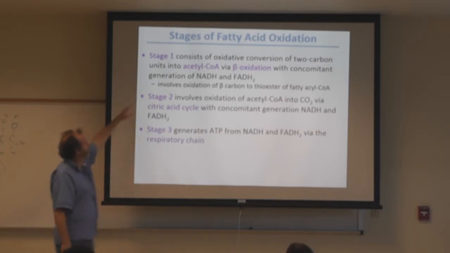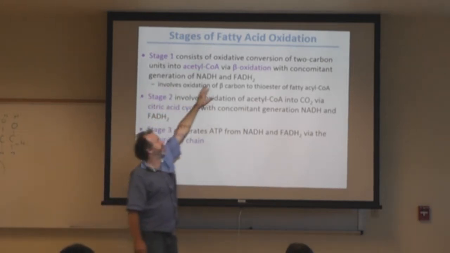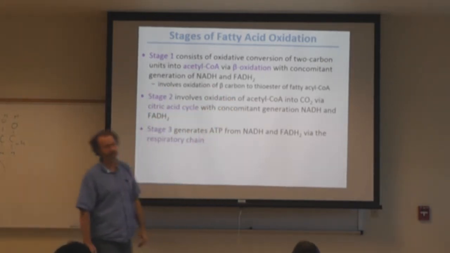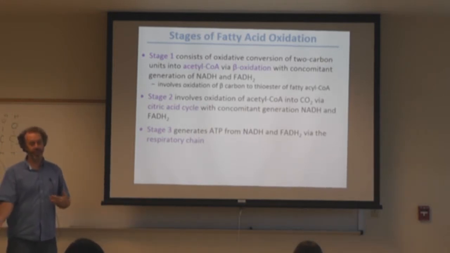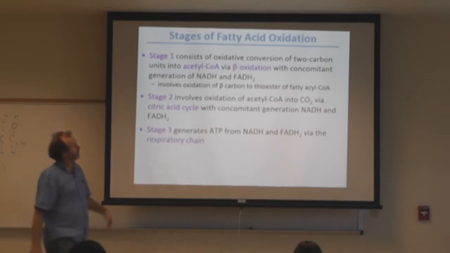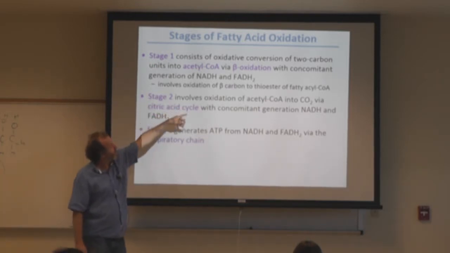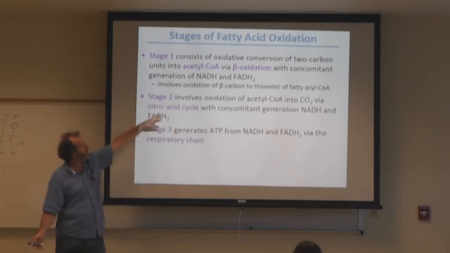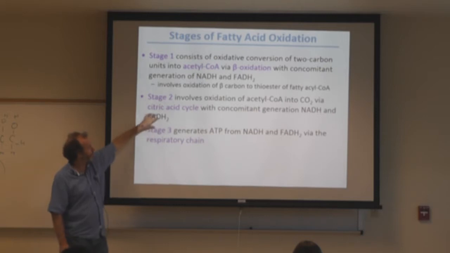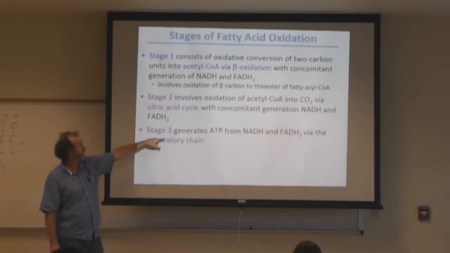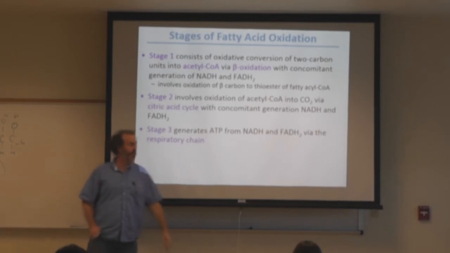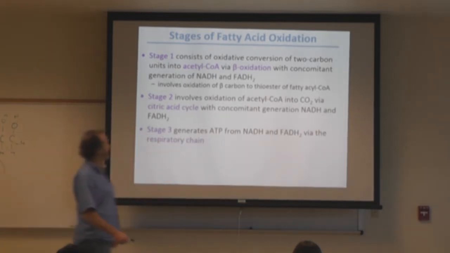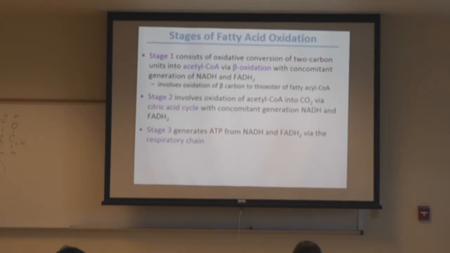Okay. And so when we do that, we're going to generate a lot of NADH and FADH2, which we'll be able to extract those electrons from in the electron transport chain. And this involves oxidation of the beta carbon to the thioester of the fatty acyl-CoA. Stage 2 involves oxidation of acetyl-CoA into CO2 via the citric acid cycle, so we'll get a lot more NADH and FADH2. And then stage 3, we're just going to generate the ATP from all the NADH and FADH2 that we generated by burning those fats.